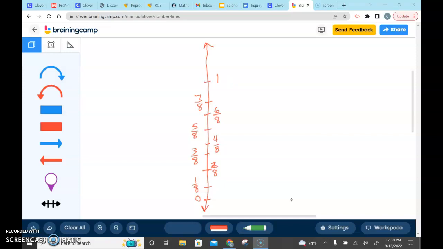So this concludes our video on the number line. As you can see, we were able to represent whole numbers, fractions, and decimals on a number line. If you have any questions about this concept, please come and see me.